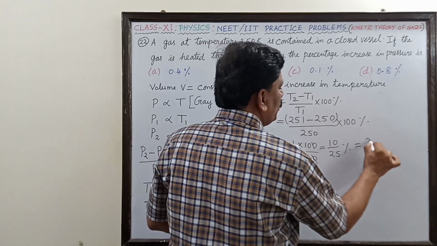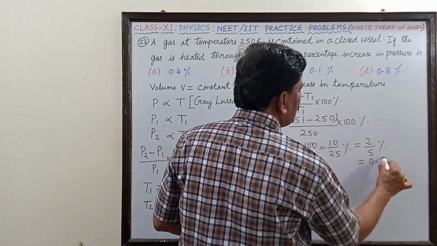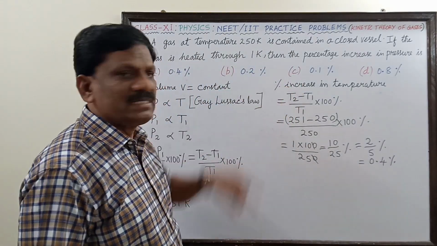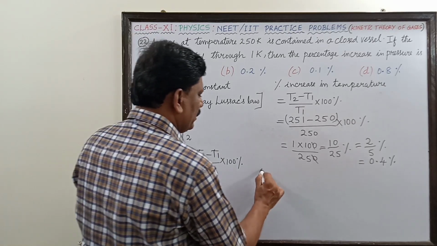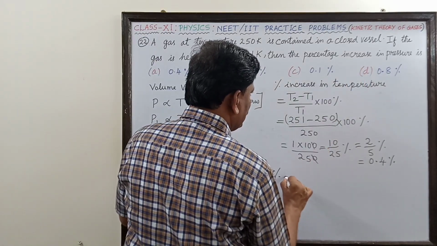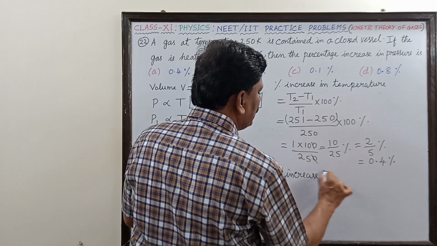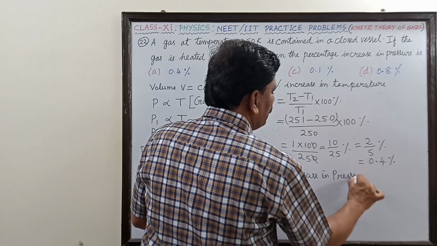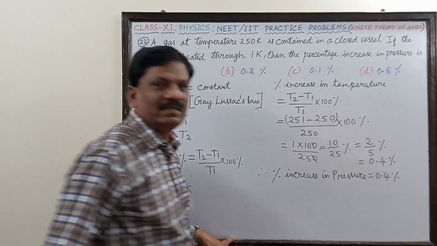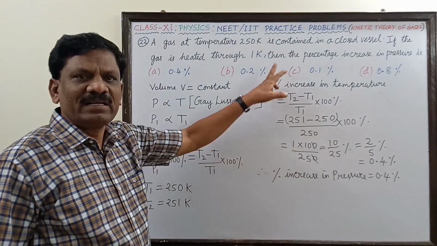So, this is 5 2s are, this is 5 5s are. 2 by 5% is equal to what? 0.4%. So, this must also be equal to the percentage increase in pressure. Therefore, percentage increase in pressure must also be equal to 0.4%. Okay, I hope this conversion factor you must have understood.